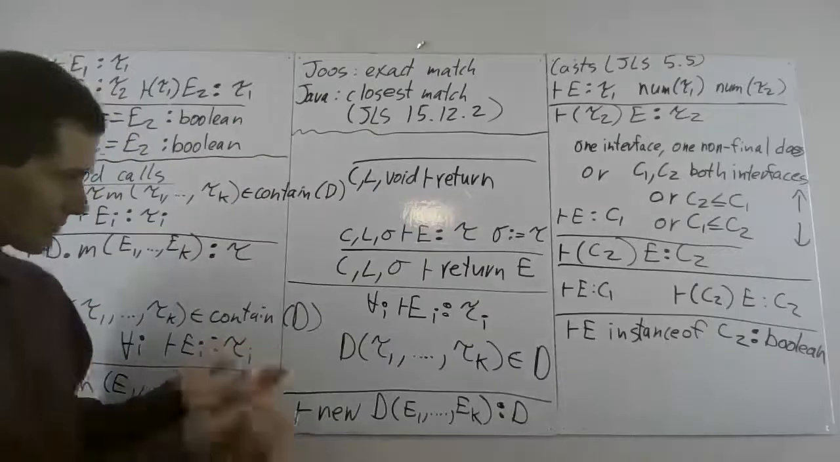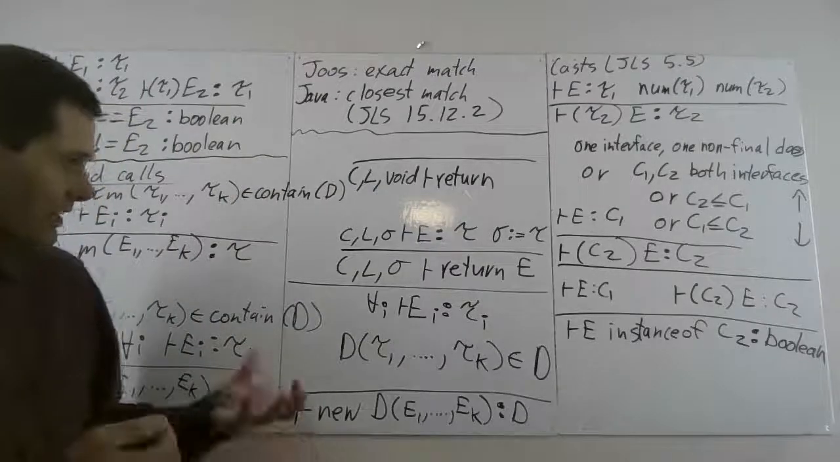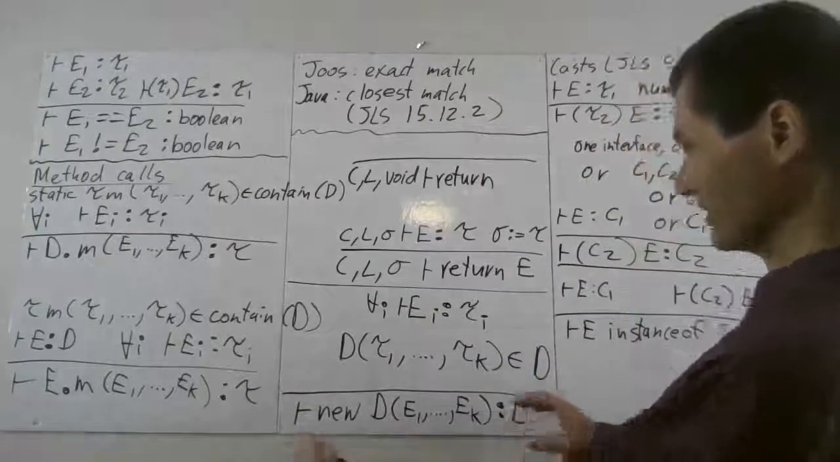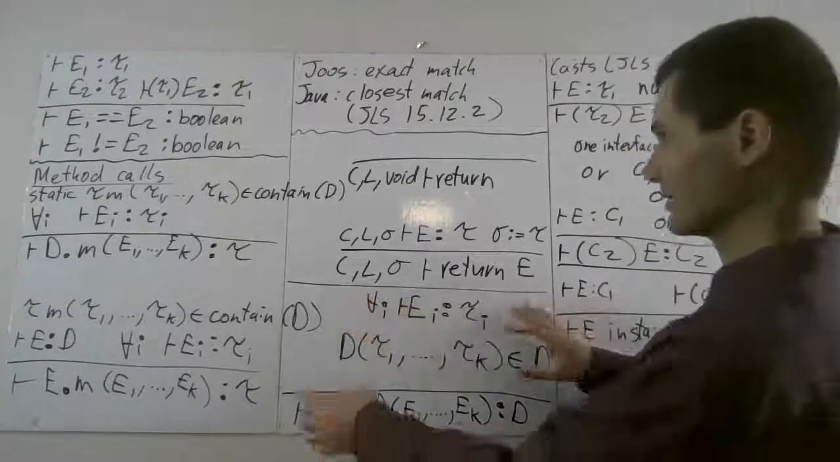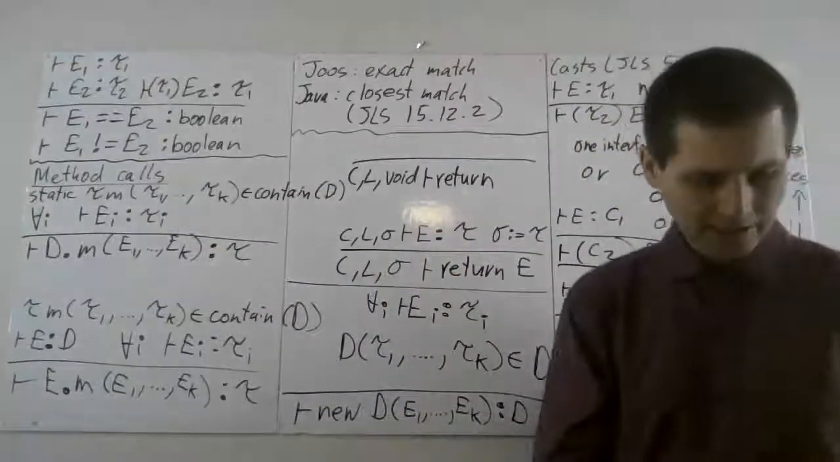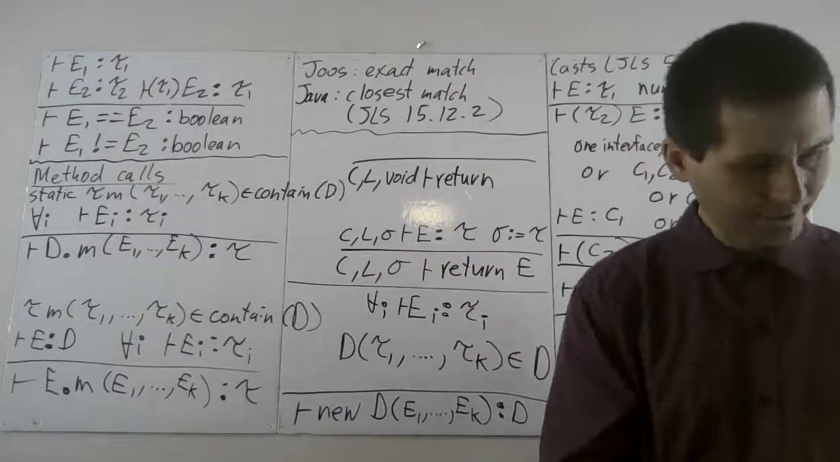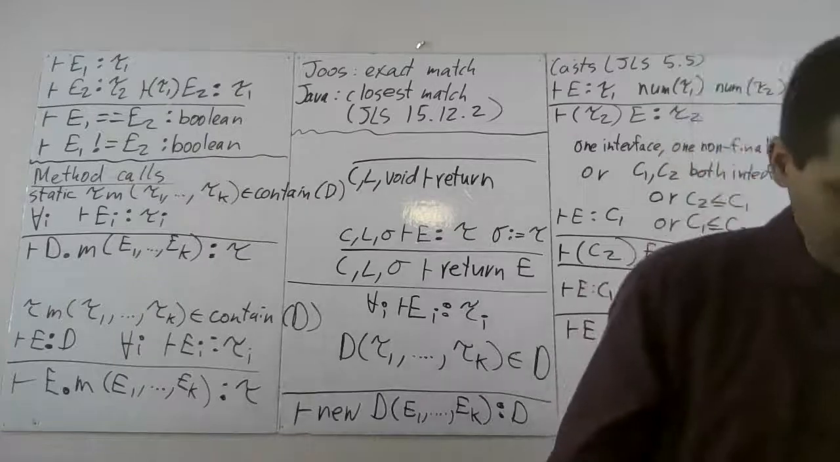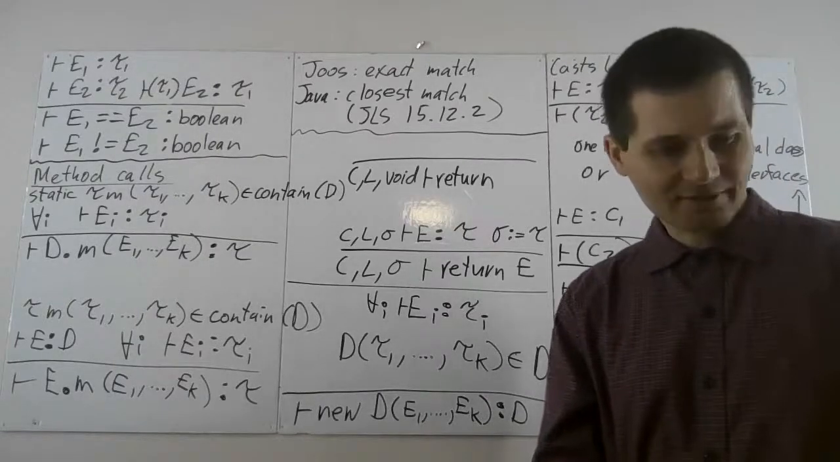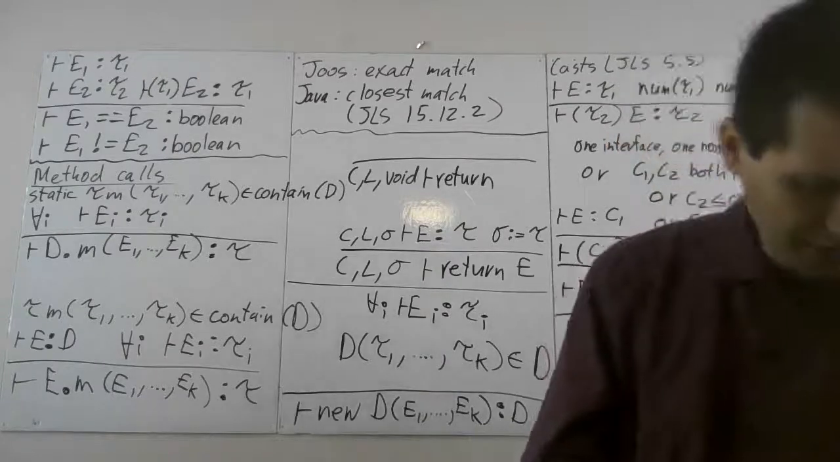Okay, so constructors are type checked very similarly to methods. You can kind of compare this to this. It's a similar rule for constructors. Okay, so let me pause for questions.